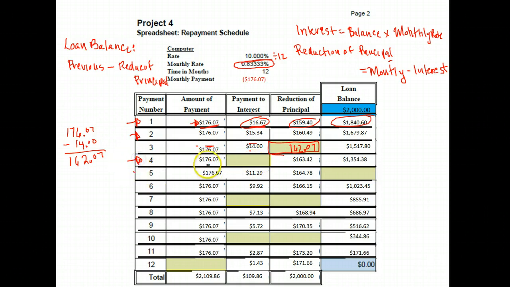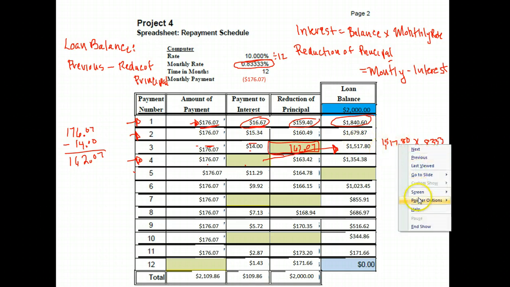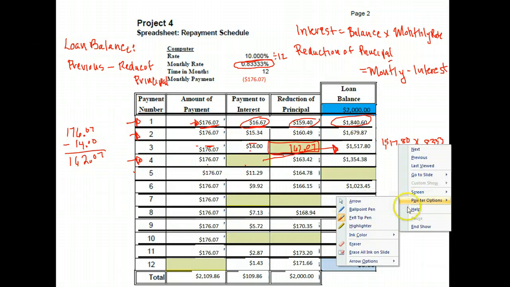On line 4, we have the payment amount. We're missing the payment that goes to interest. So what we have to do is go up to the previous line and look at what the previous balance was. In this case, $1,517.80. We want to know what interest would be owed there. We're just going to take it times the monthly rate since they were nice enough to give us a monthly rate. Now on this, you want to be careful and not do what I just accidentally wrote in there.